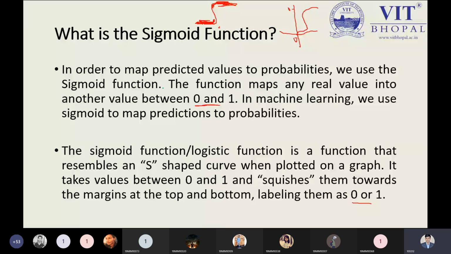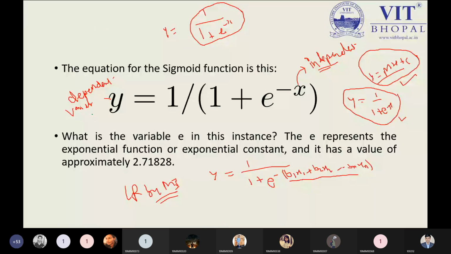Now if we're talking about the sigmoid function, in linear regression we have a straight line equation, which is the useful equation by which we can solve our problem. In logistic regression, we use the sigmoid function, also known as the logistic function. So what is the equation of the sigmoid function? Here we have this equation: y equal to 1 upon 1 plus e to the power minus x. And e is an exponential constant, which has the value 2.71828. You can keep it in mind.